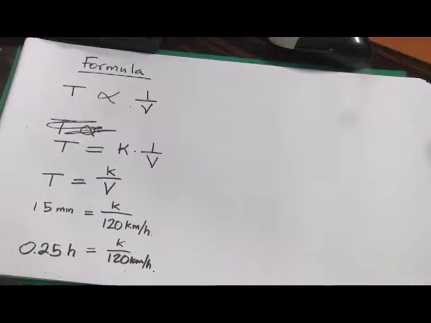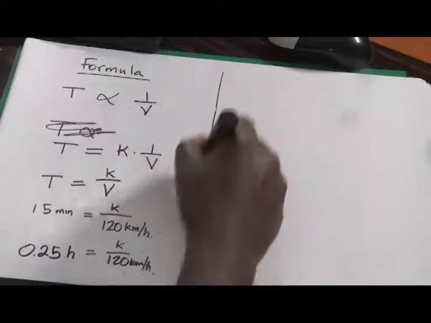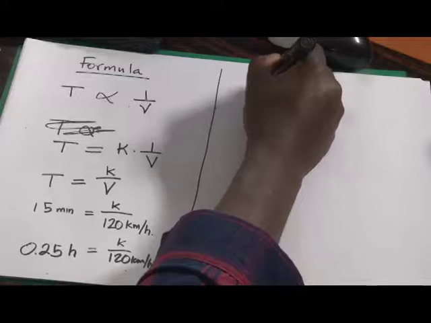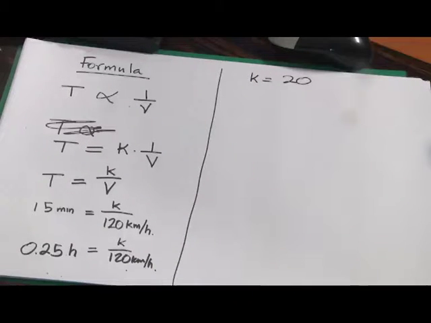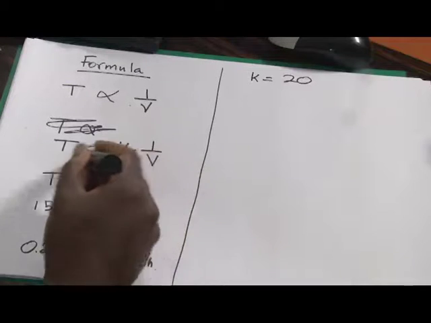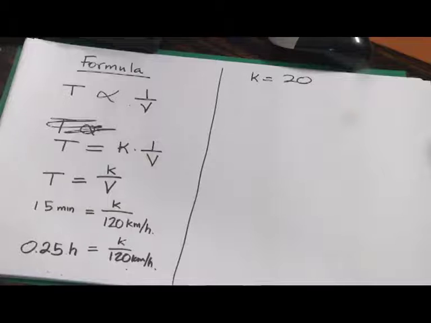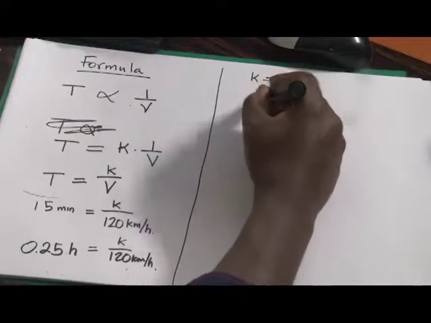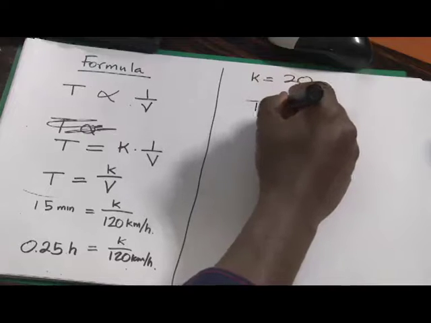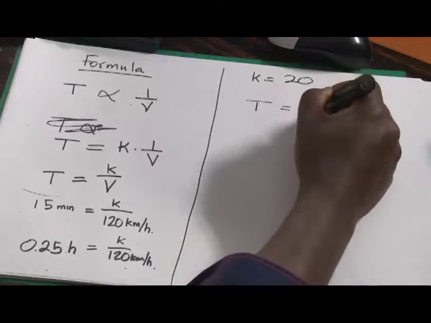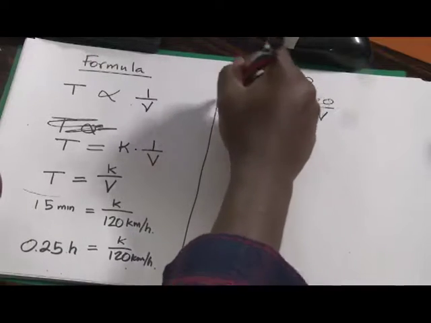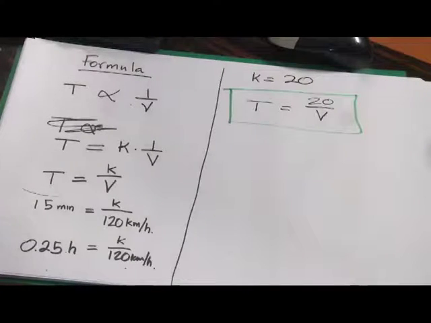Now we do the calculations so that we can find our K. When we do the calculations, our K is equal to 20. Once we have our K, we plug it back into the formula. So we have T is equal to 20 over V. So we have a formula here that we can make use of when it comes to speed and time.